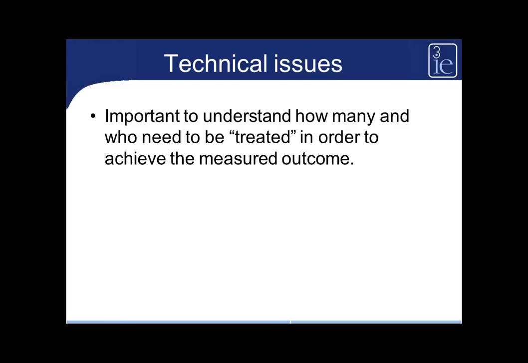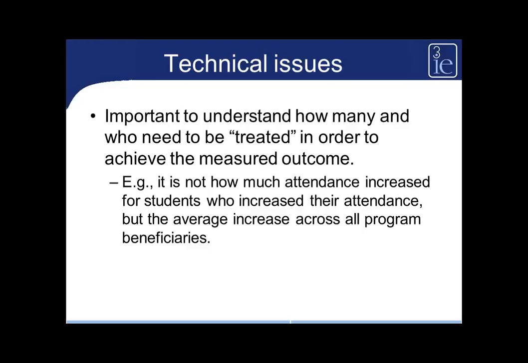Okay. Some other technical issues in cost effectiveness analysis is it's important to understand how many and who need to be treated in order to achieve the measured outcome. So this is, again, thinking about the benefit side. And we want to think about, okay, there's a program and certain people receive the program, and some of those people have a benefit from that program. How do we measure that benefit?